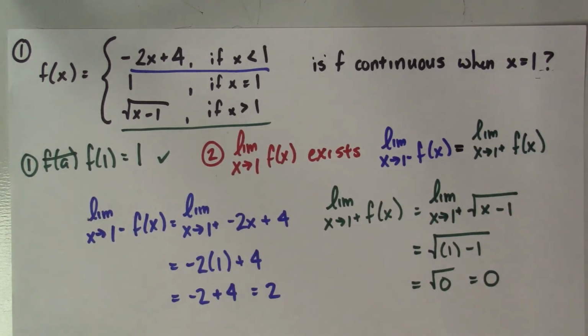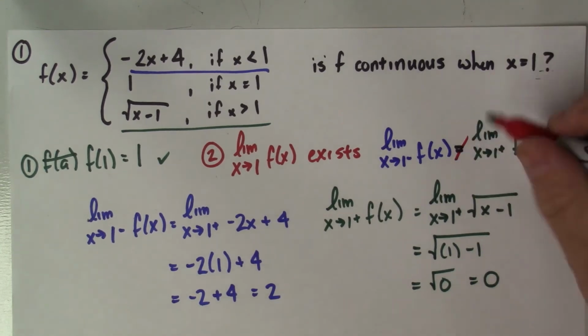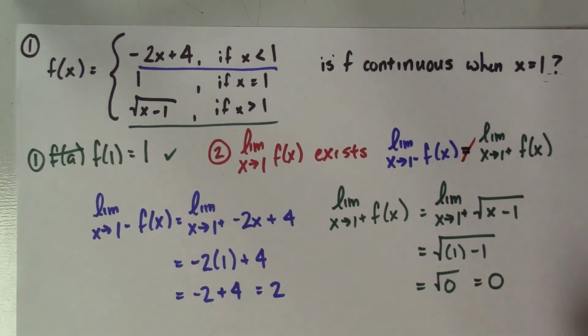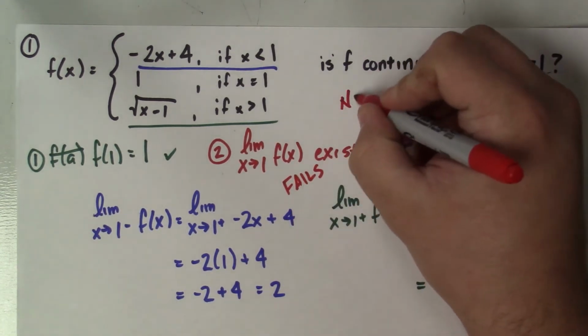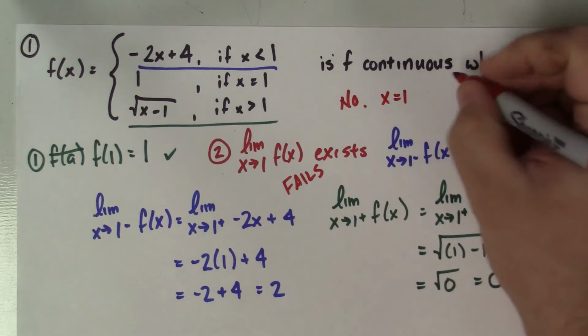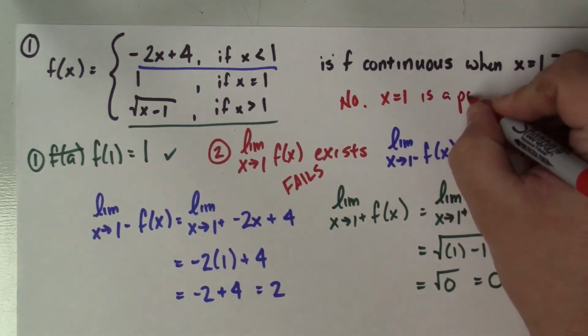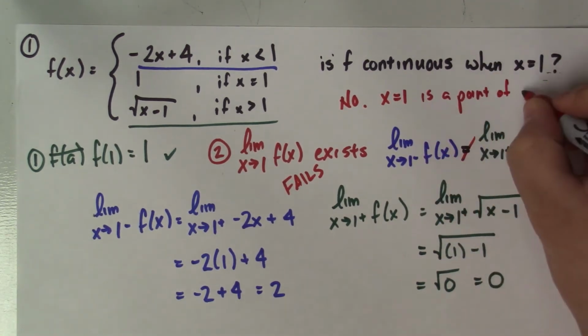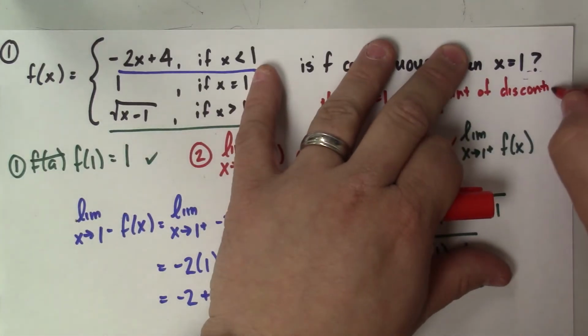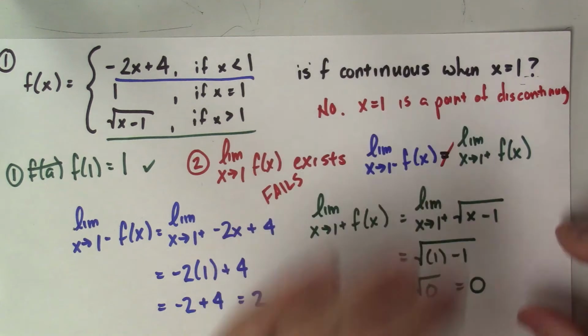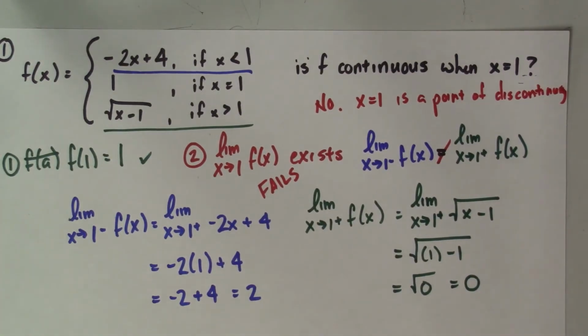That is only true if that's true. Well, the problem here is they're not. So this fails. Condition 2 fails. No. X equals 1 is a point of discontinuity. X equals 1 is a point of discontinuity. This fails because the limit does not exist.